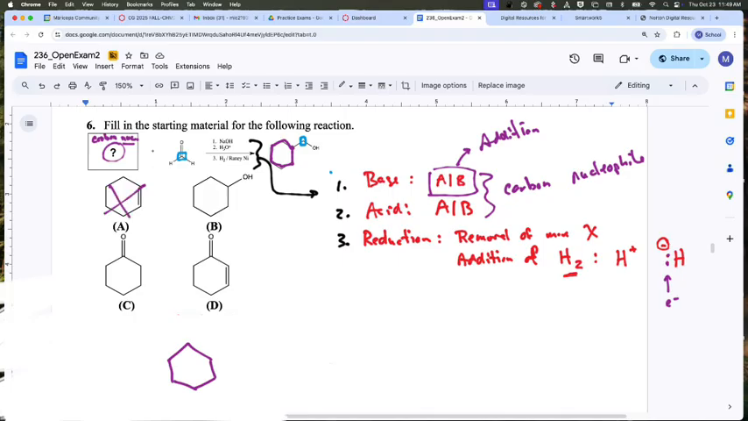B would create a negative oxygen. Cool. B has an acidic hydrogen, but that acidic hydrogen's on the oxygen. That gets me a negative oxygen. I don't want a negative oxygen. I want a negative carbon. So we can look at our answer choices to say A and B must be out.